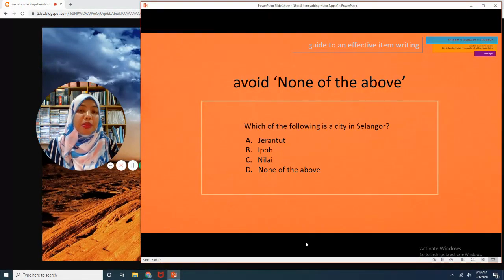I'm just going to say affirmatively, do not ever have "none of the above" as an option for any of your multiple choice items. Now, let's look at why.